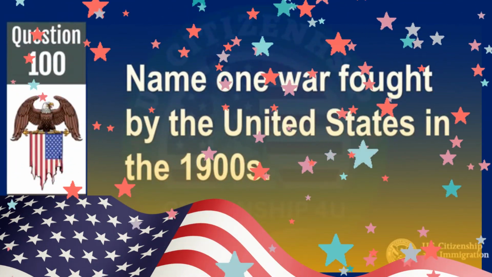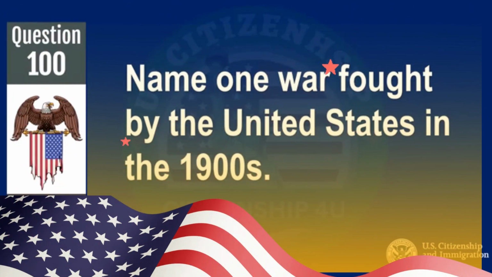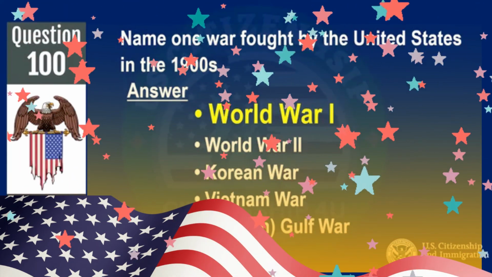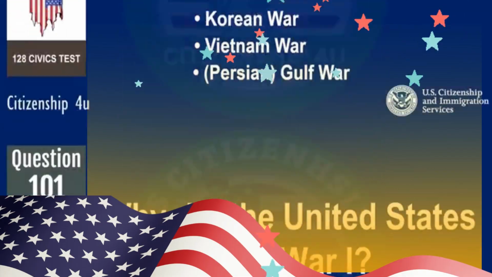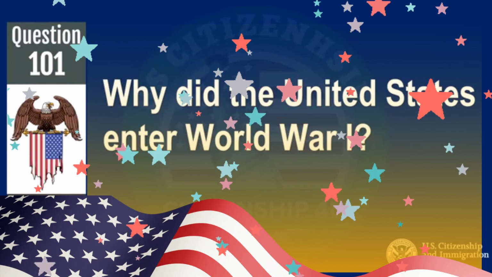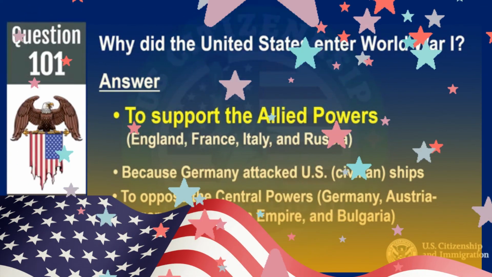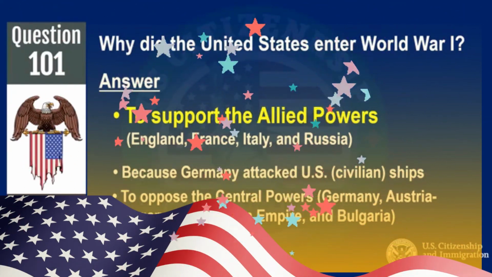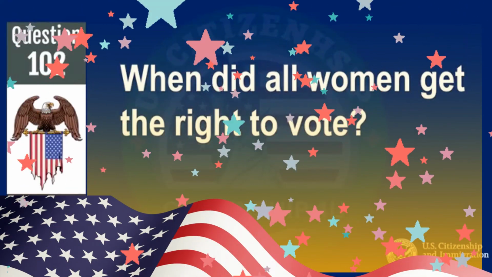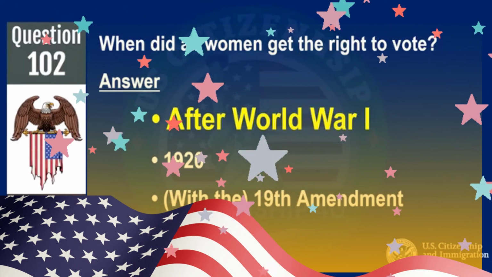Name one war fought by the United States in the 1900s. World War I. Why did the United States enter World War I? To support the Allied powers. When did all women get the right to vote? After World War I.